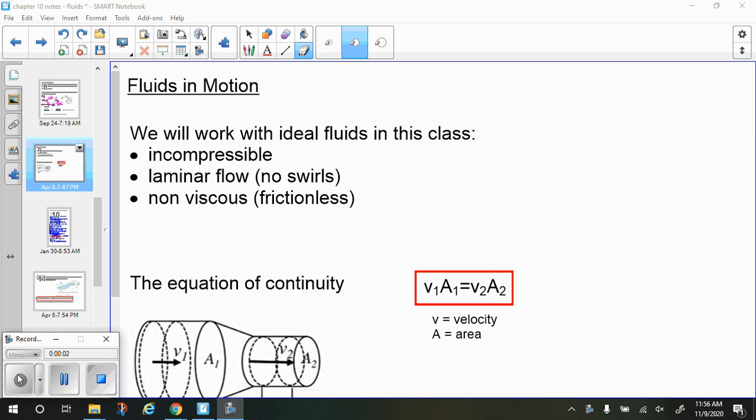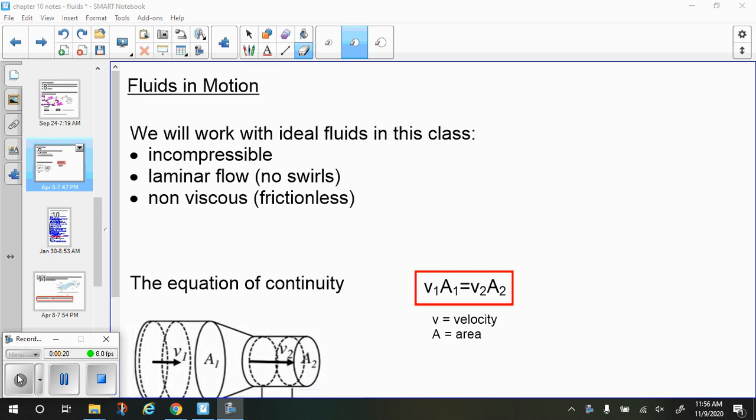In this video, we're going to talk about fluids in motion. We're going to work with ideal fluids in this class. So they are incompressible. We're going to only think about laminar flow, so there's no swirling. Everything's just going in a straight line. And we're going to also assume that our fluids are non-viscous, so they're frictionless.